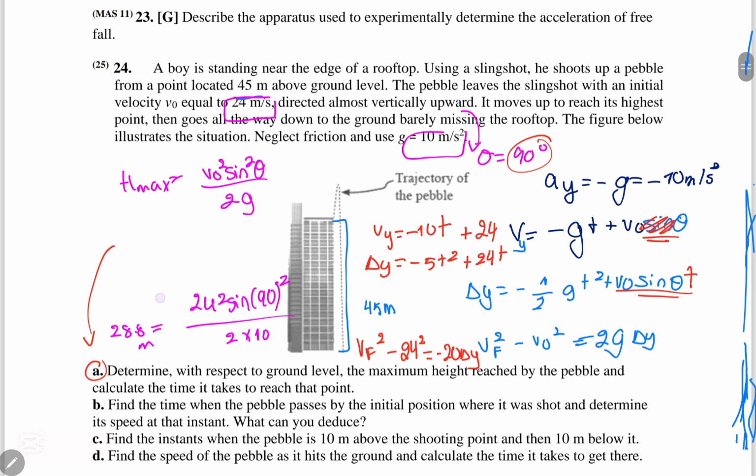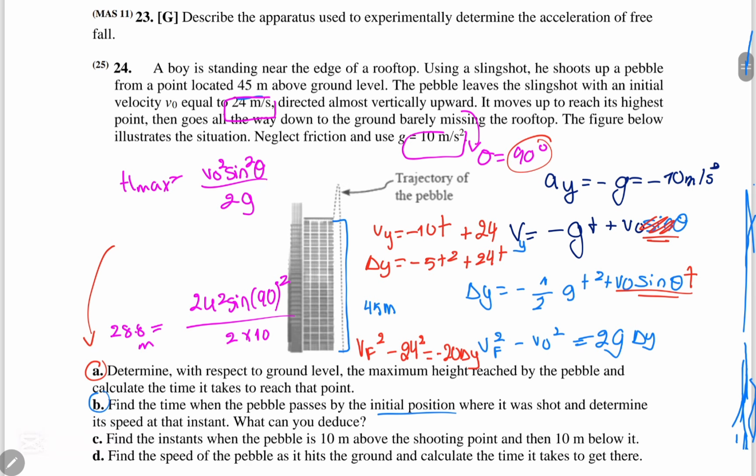Now, for part B, what do they want? They want us to find the time when the pebble passes by the initial position where it was shot and determine its speed at that instant. So here, we don't have a specific equation. What we need to do is something very important. They want us to find the time when the pebble passes by the initial position.